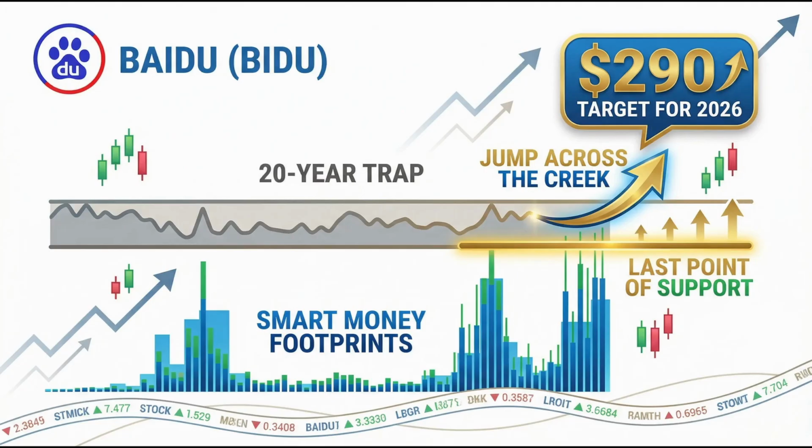We'll analyze the recent breakout and why the current last point of support is the most critical entry signal, and finally the $290 target. Stick around until the end, where I'll use the law of cause and effect to calculate our specific price target for 20 to 26.